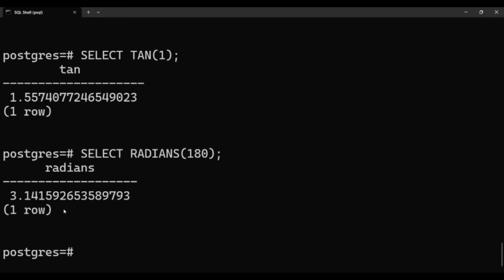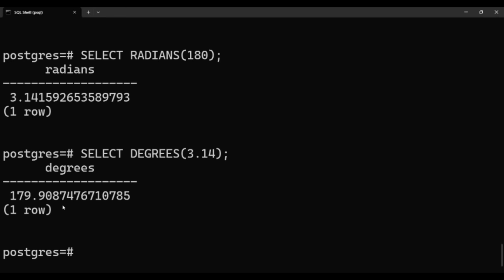Next, radians of and degrees of. To convert degrees to radians, you have to use radians of, and to convert radians to degrees, you have to use degrees of. So radians of 180 is 3.14, right? If you give the whole value 3.14592 up to 3, you will get the exact answer 180.